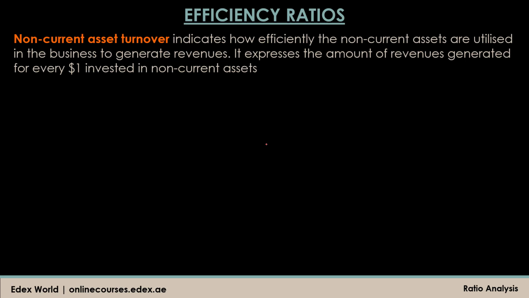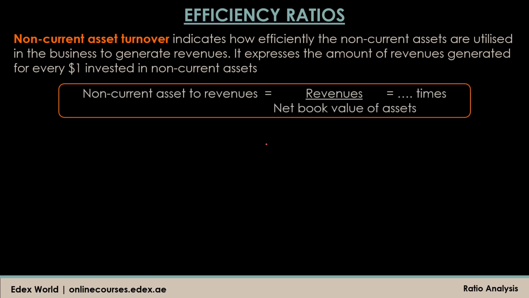So that's what this ratio tells you, whether the non-current assets that have been bought and are being used in the business are being efficiently used to maximize or optimize the revenues or not. So the formula would be revenues upon net book value of the assets. What do you mean by net book value? The cost of the assets minus any accumulated depreciation till date. This ratio is calculated again in times.